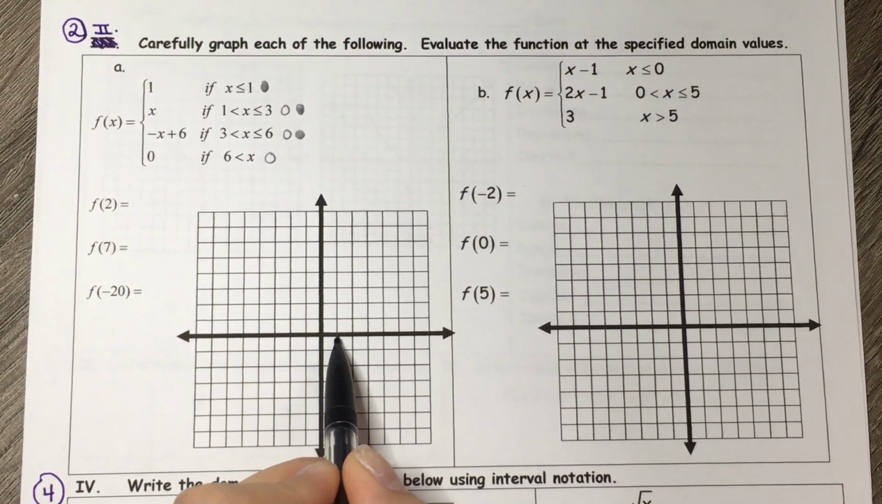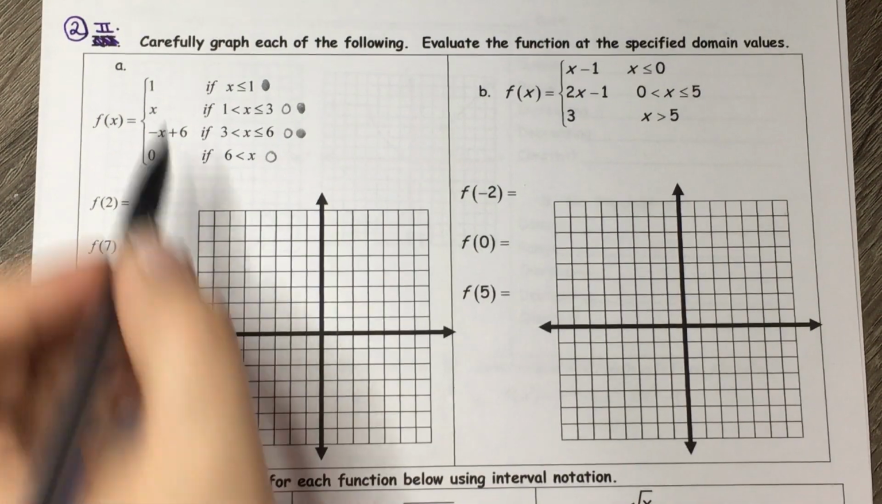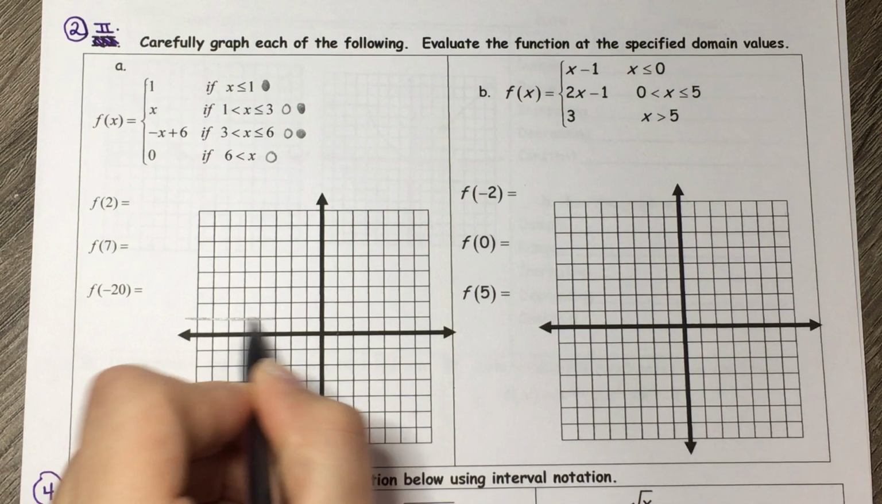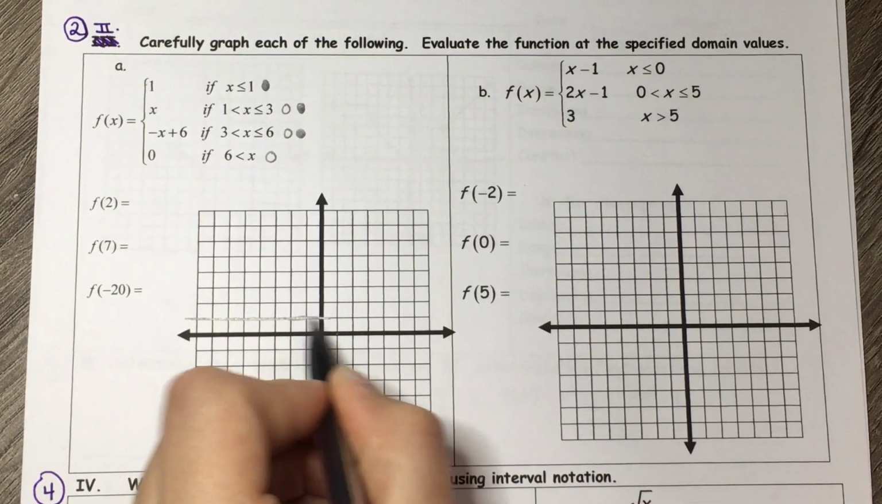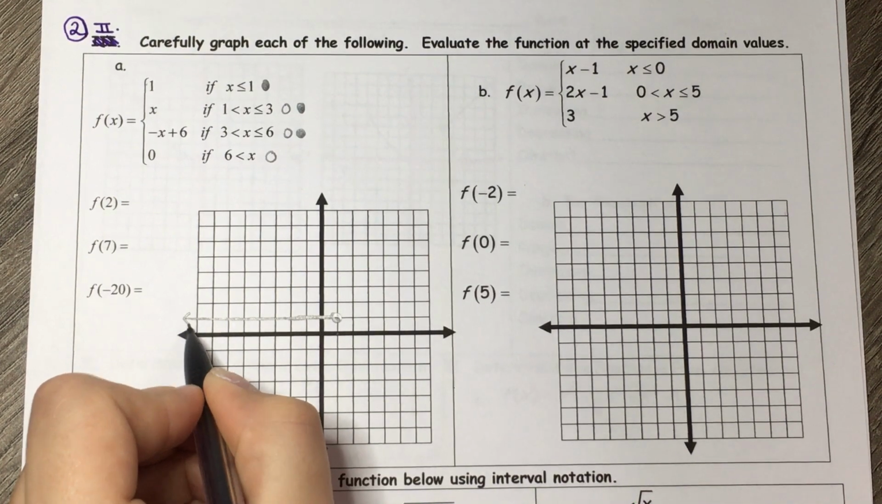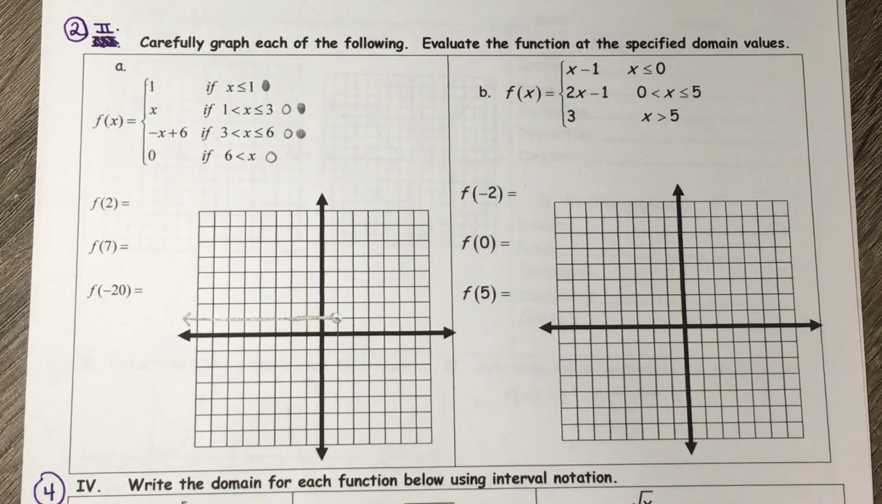is less than or equal to 1. So here I am at 1. My y value will be 1. So all of my y values are going to be 1 when all the x's are less than or equal to 1. And that goes on and on forever. All right, so we did that first piece there.